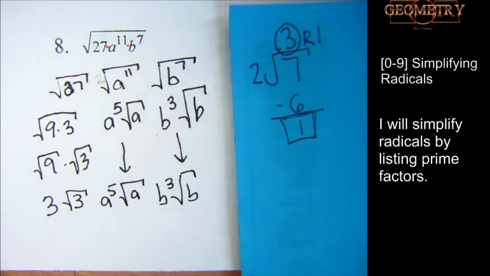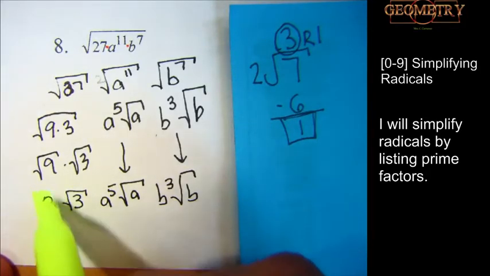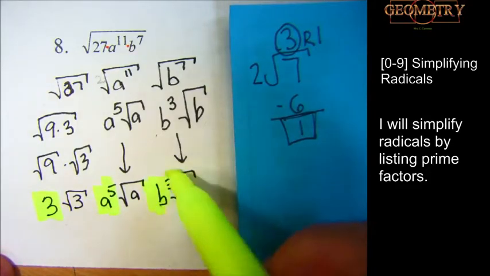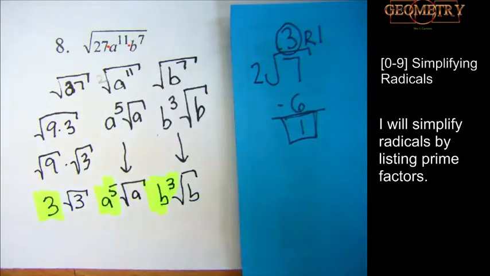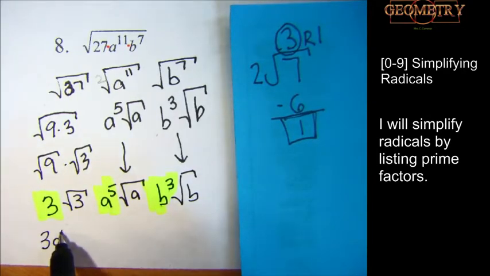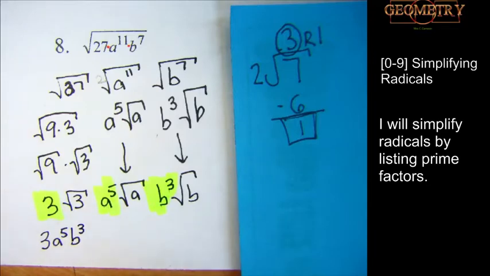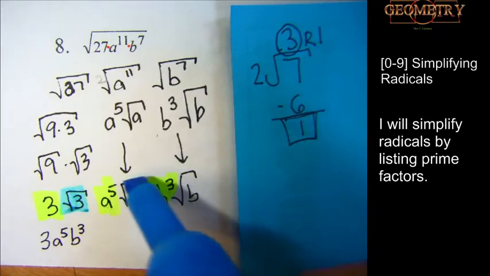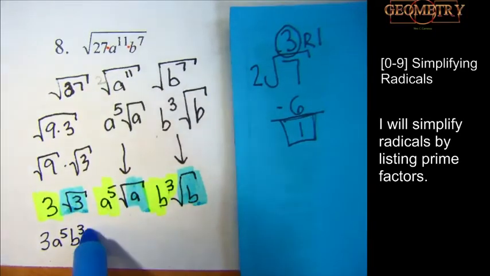All right, so there's my answer, but it looks weird, right? Because we're used to only seeing one radical, and we're used to seeing all the things multiplied together, kind of all mashed together. So what I'm going to do is take these non-radical parts, and because multiplication is commutative, I can move stuff around. I'm going to shove those all up to the beginning. And then I'm going to take all the radical parts and mash those here at the end.